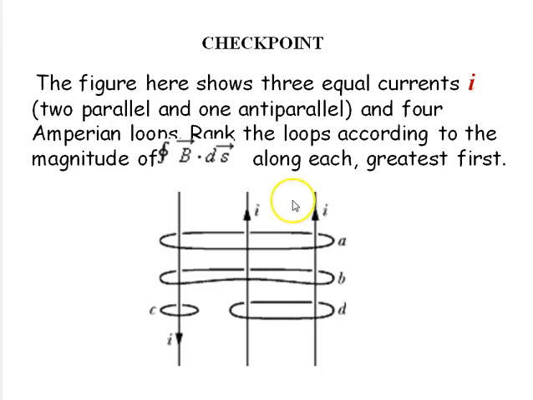So let's take a quick check. We'll compare the magnitude of our closed integral of B dot ds. Essentially we're comparing the magnitude of our mu naught I encircled. So if we're comparing for these 4 Amperian loops, we're comparing the encircled current. If we look at Amperian loop A, we can choose it in either direction. Let's choose it's going in this direction. So if it's going in this direction here, and over here, it's going in that direction.